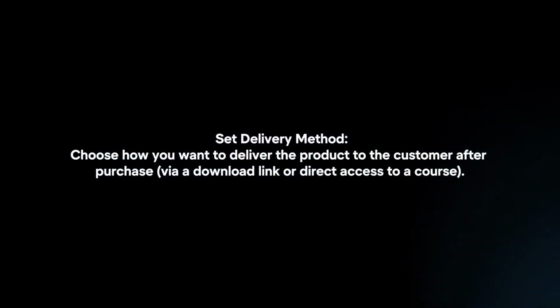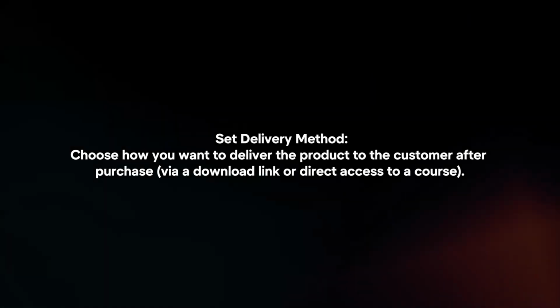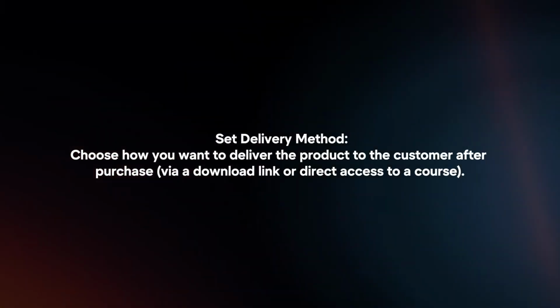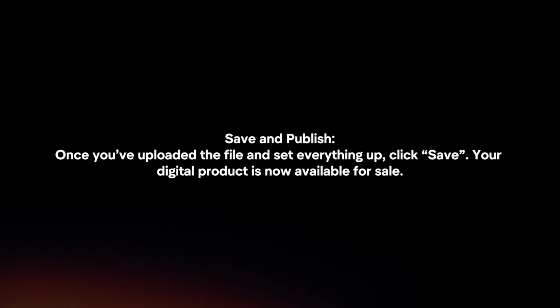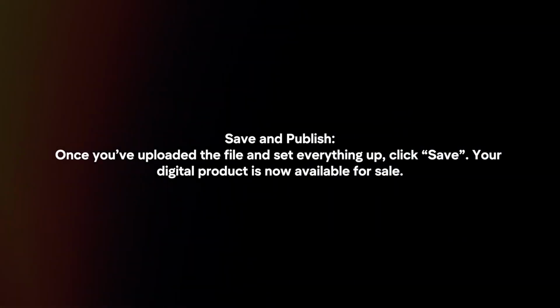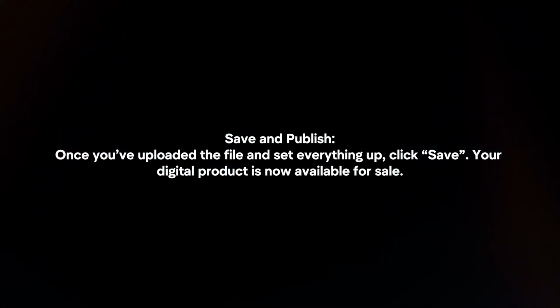Set delivery method. Choose how you want to deliver the product to the customer after purchase. Save and publish. Once you've uploaded the file and set everything up, click Save. Your digital product is now available for sale.